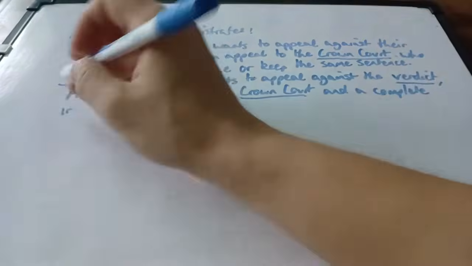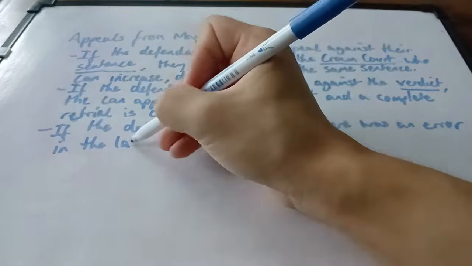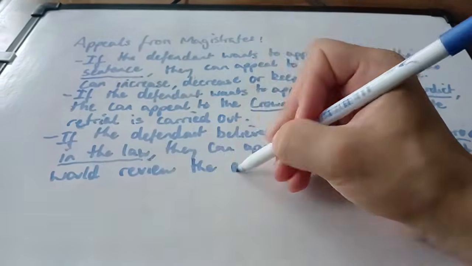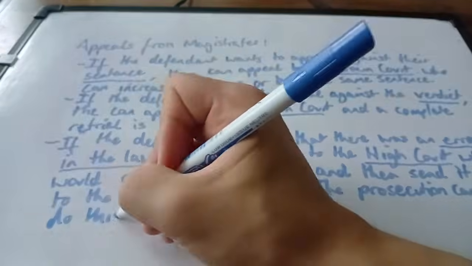If the defendant wants to change the verdict, they can appeal to the Crown Court, where a complete retrial is carried out. If the defendant believed there was an error in the law, they can appeal to the High Court, who would review the evidence and then send it back to the Magistrates Court. The prosecution can also do this.